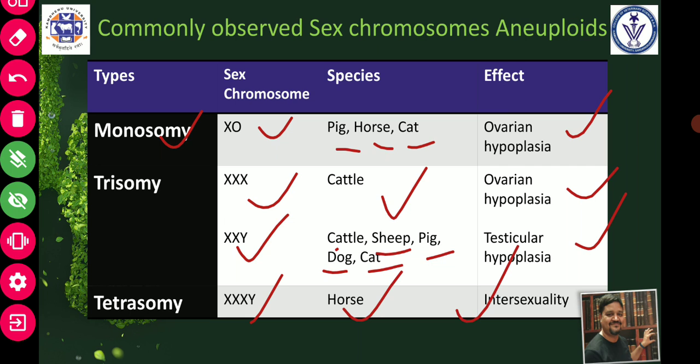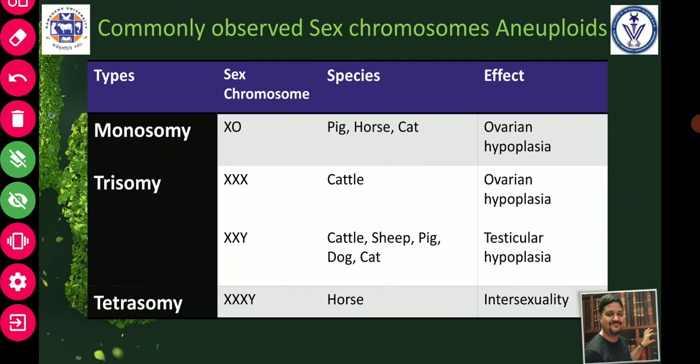I hope I have discussed the numerical chromosomal aberration needed for a BVSc and AH student. But I also recommend you go through the book Veterinary Genetics for getting the examples from the animal side. That will supplement your knowledge and complete the chromosomal aberration. We studied chromosomal aberration in two parts: structural chromosomal aberration and numerical chromosomal aberration. So with this, chromosomal aberration stands completed.